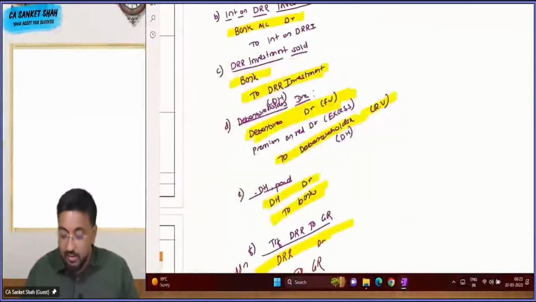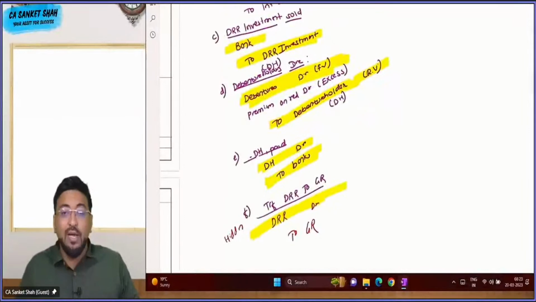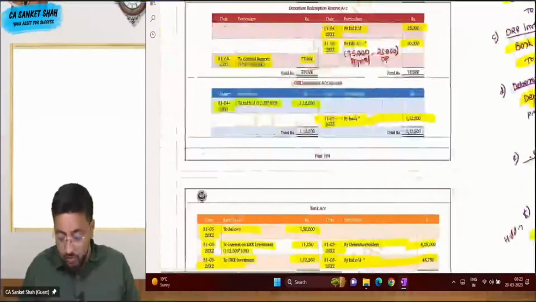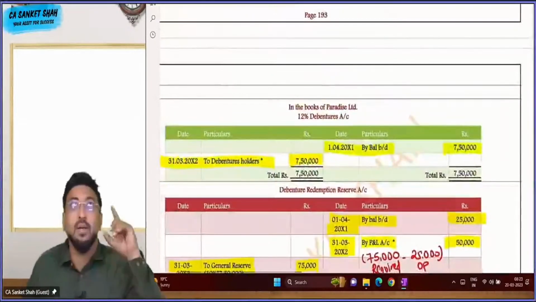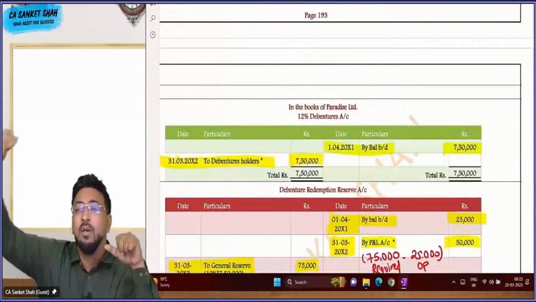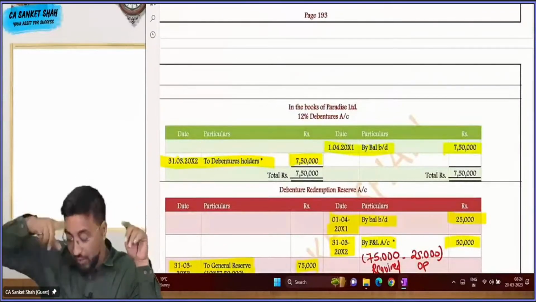Beta, now you can do posting. See, while doing revision, I will tell you one best thing. While revising, 12% debentures, think in this way, how Sanket sir thinks. 12% debentures credit plus. So buy balance brought down to debenture holders, because we are going to close it one by one account.